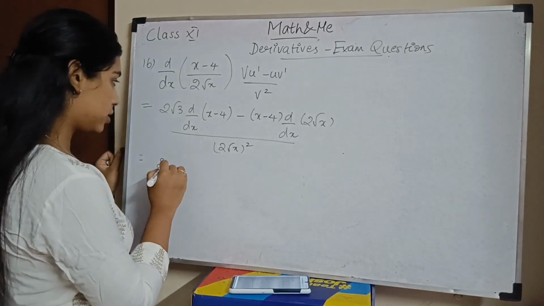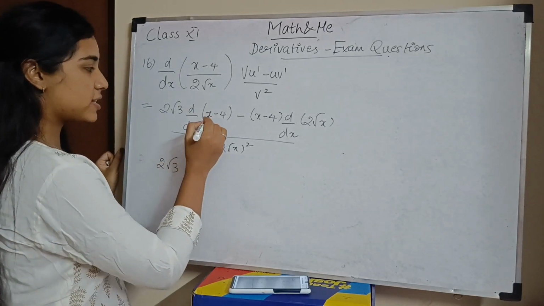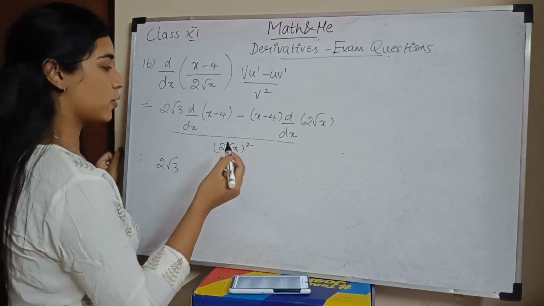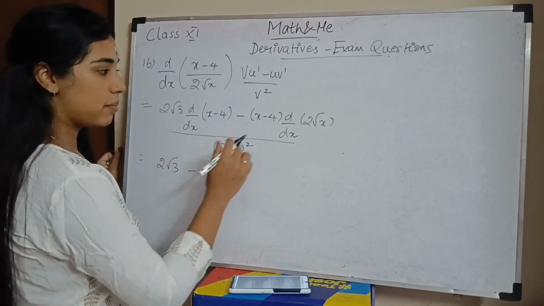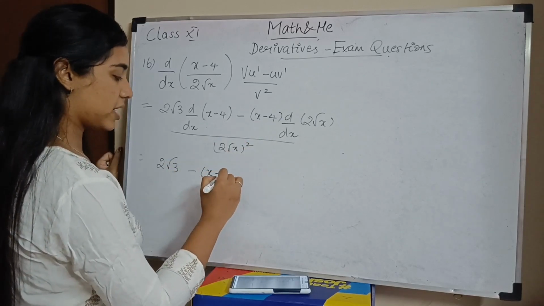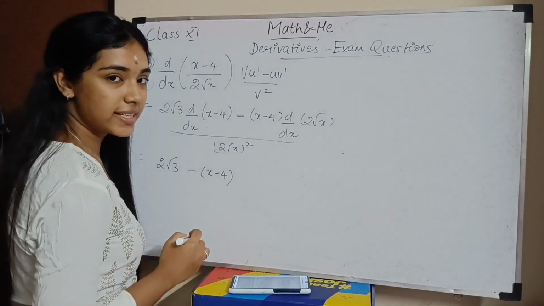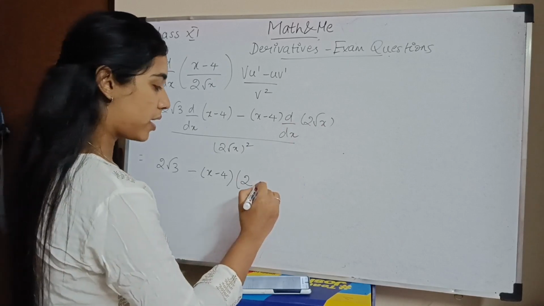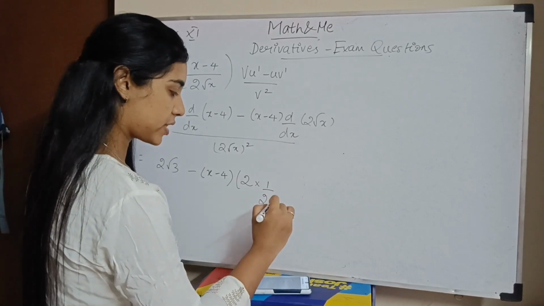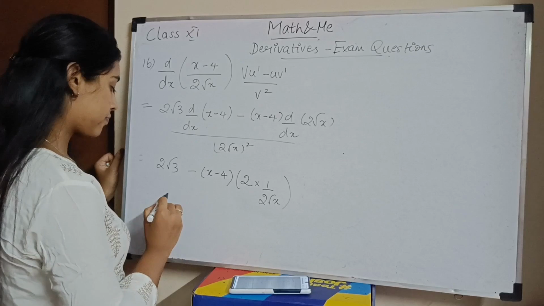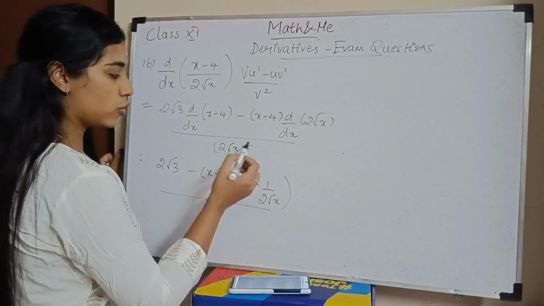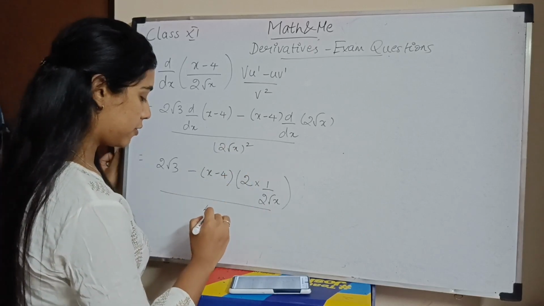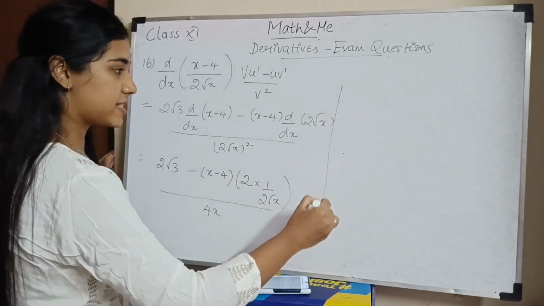So what do you have? 2 root x times d by dx of x minus 4, which is 1. x derivative is 1, minus 4 derivative is 0. So you have times 1, minus (x minus 4) times d by dx of 2 root x. 2 is a constant, root x derivative is 1 by 2 root x. Go step by step. Okay. Divided by (2 root x) the whole square. 2 square is 4. Root x times root x is x. So you have 4x. What is your next step?